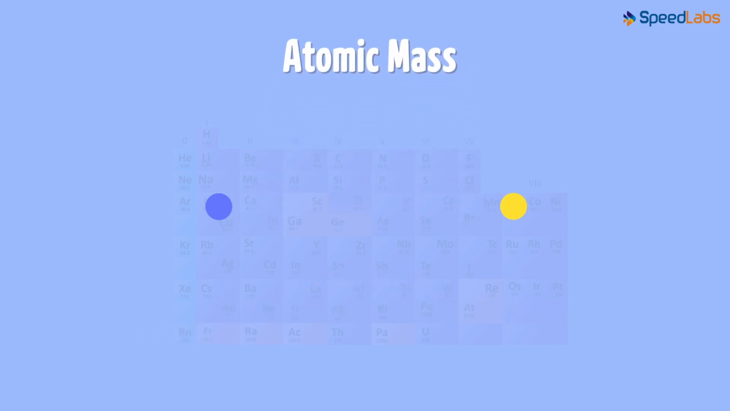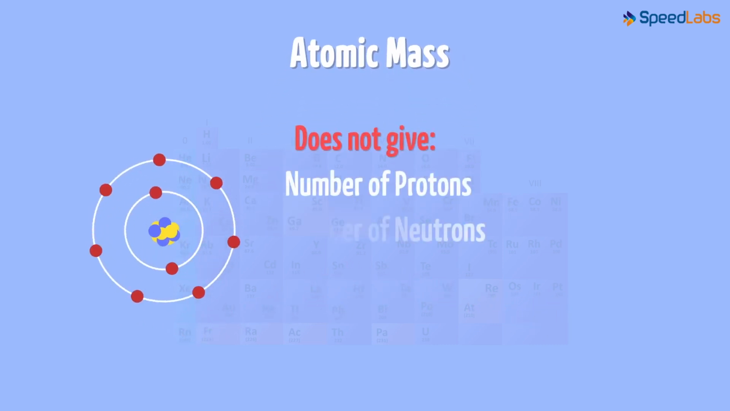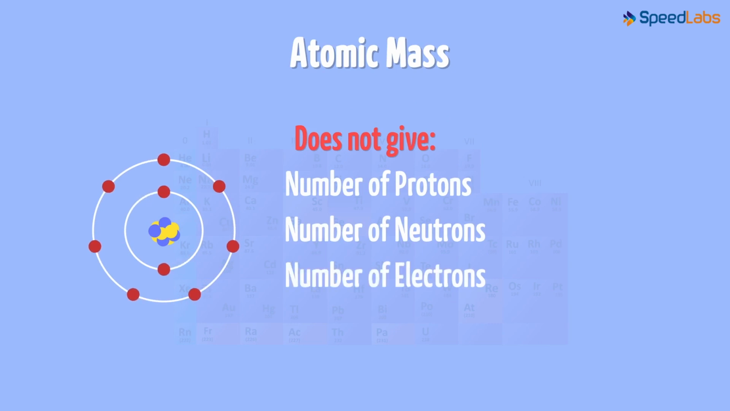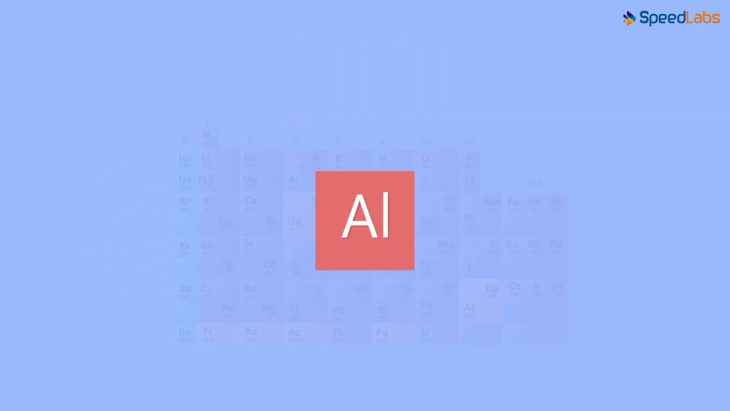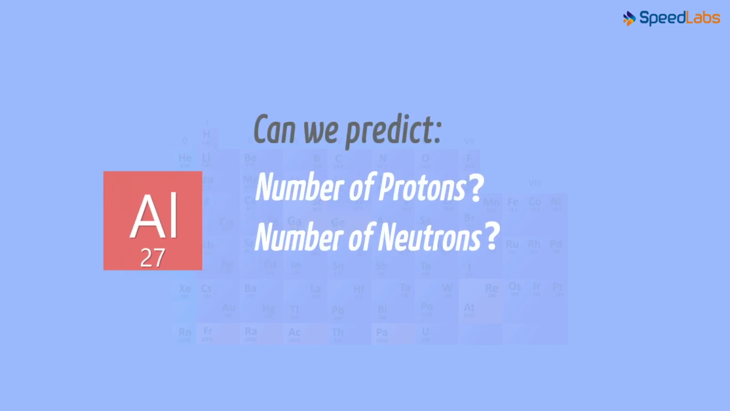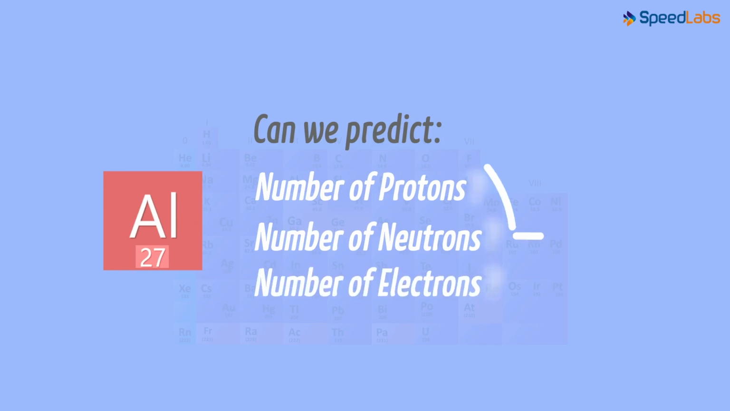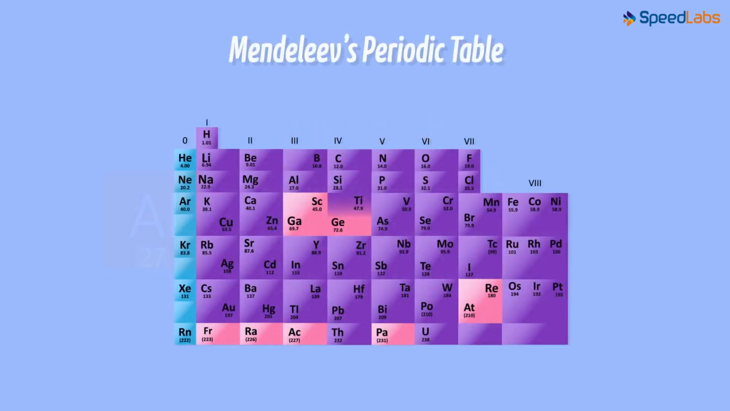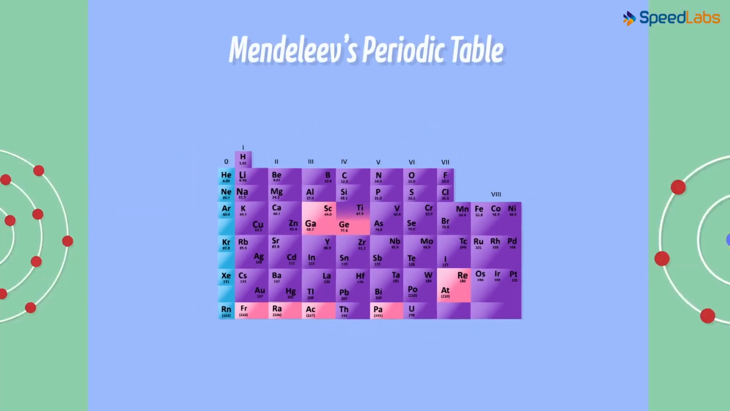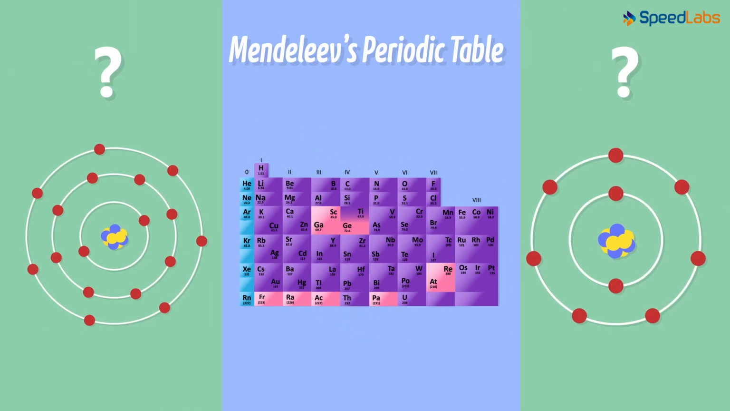However, the atomic mass gives us no clue about how many protons, neutrons or electrons will be present in the atom. To give you an example, let us consider the element aluminium. It has atomic mass 27. Can you tell me how many protons and neutrons it has just by knowing its atomic mass? Or can you tell me how many electrons are present in it? I'm sure your answer is no. Same applies for all the elements, right? How can we get to know the atomic structures? Hence we say that Mendeleev's periodic table gave no idea about the structure of atoms of the elements.